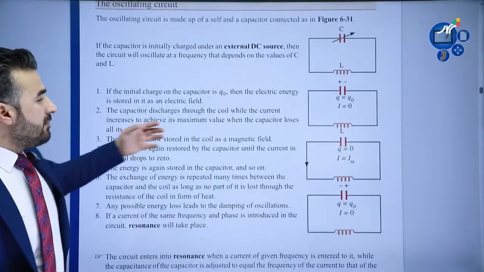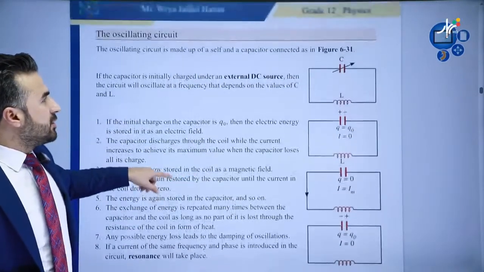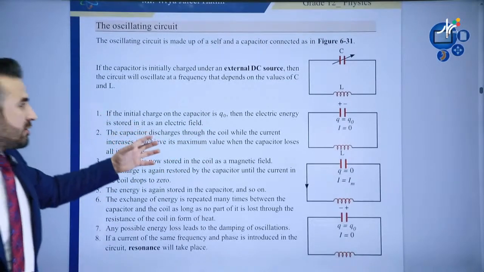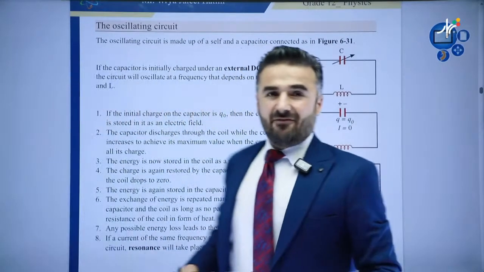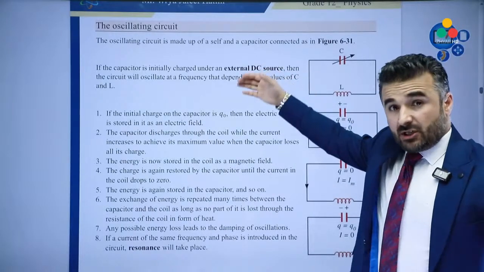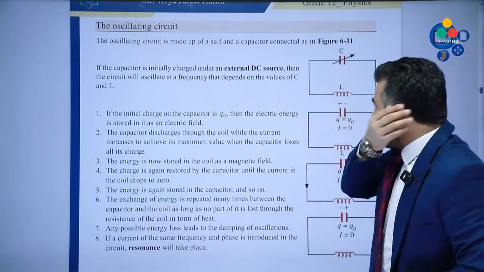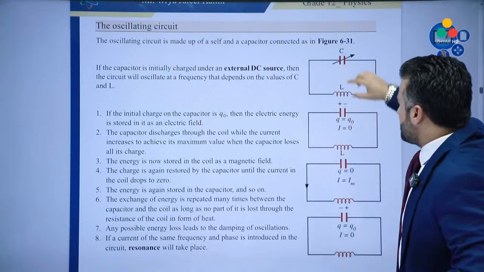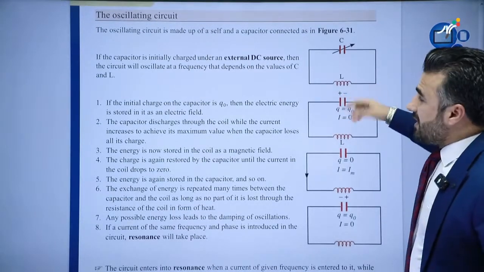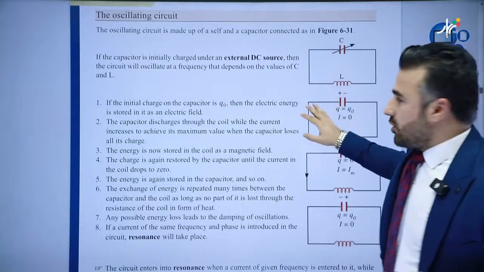So how does the process of oscillation work here? Here's the thing. If the initial charge on the capacitor is Q naught, after the capacitor has been charged with an external DC source, we have some charge on the capacitor. The amount of charge is equal to Q naught, that is the charge that we have.